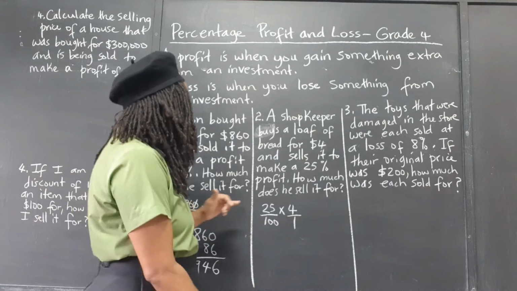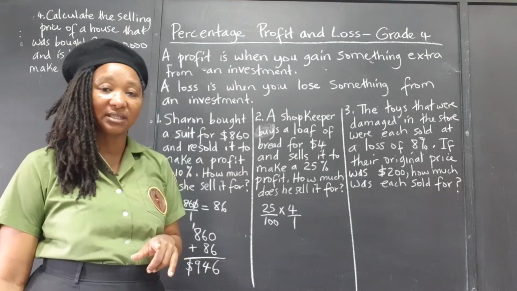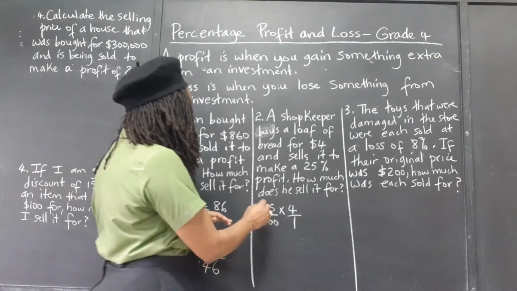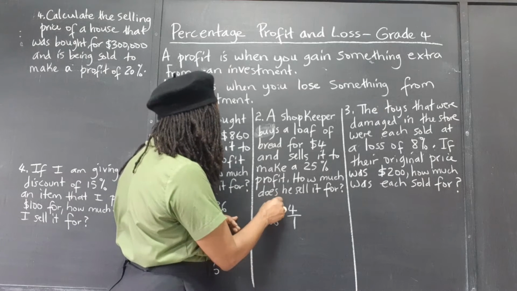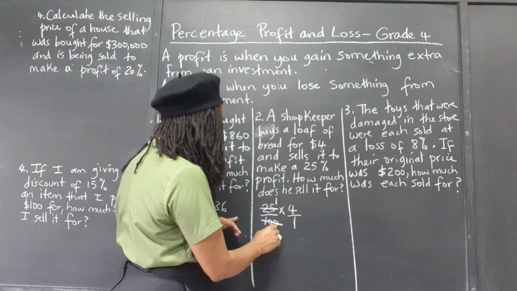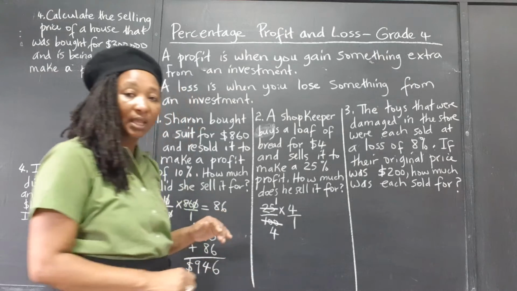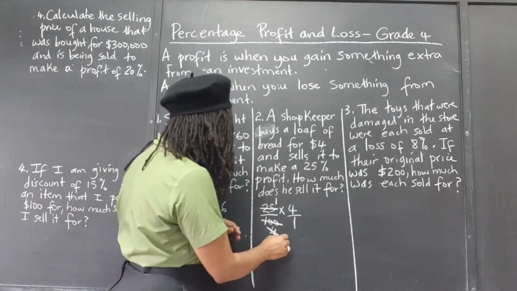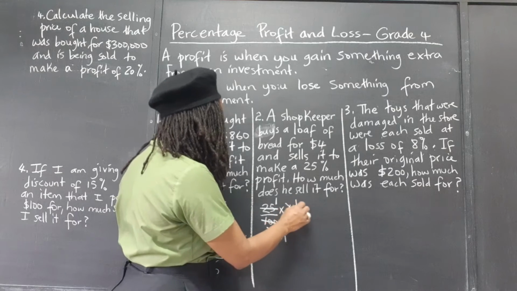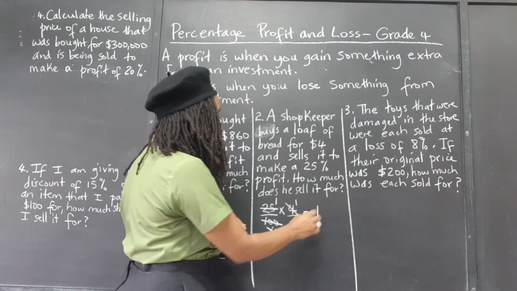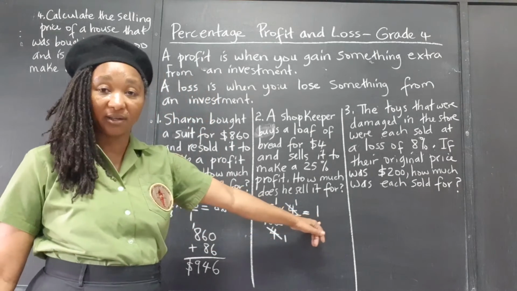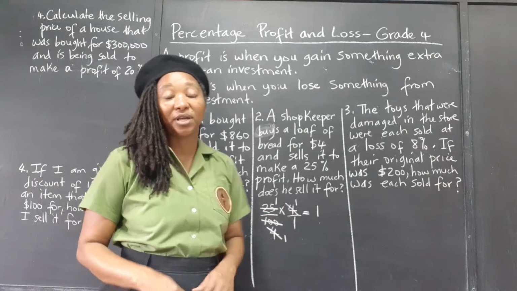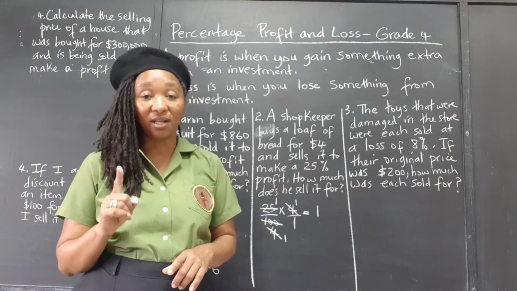But since we know that there are 4 25s in 100, we can just say 25 goes into itself once and into 100 4 times. And then this 4 can cancel that one. So 4 into itself once, 4 into itself once. So 25% of $4 is $1. The shopkeeper is going to make a profit of $1.